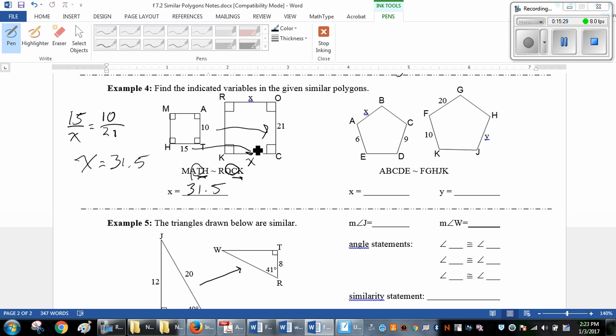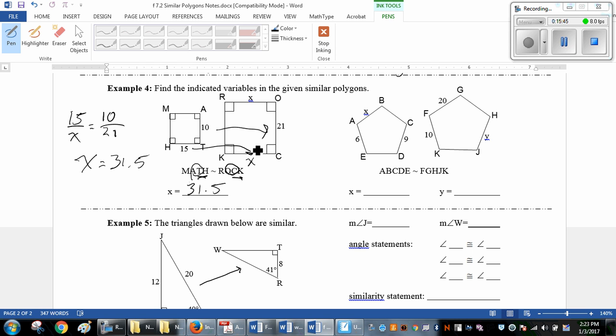Think about it. Check your answer. Does it make sense when you get it? If it doesn't, it means you set up your proportion incorrectly. All right, let's look at our next one and see what we can figure out. Now, we have an x and a y, so we know we're going to have to solve two different things here. I'm going to set these up for you, then I want you to solve them.